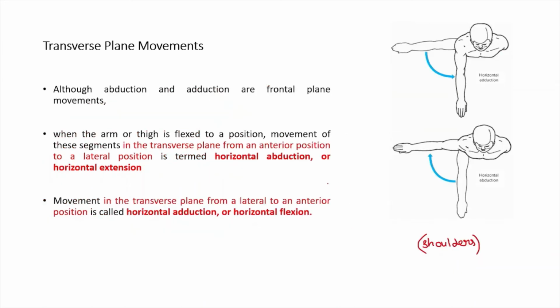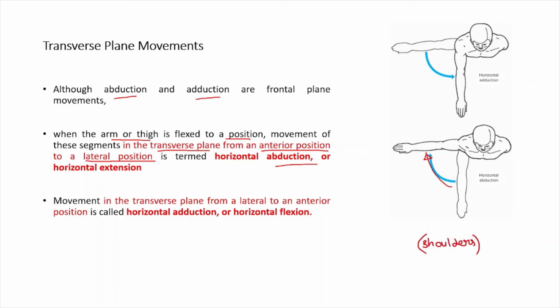We have also another two different types of motions in a transverse plane. I have already discussed abduction and adduction in the frontal plane, right? You can perform a modified form of abduction and adduction in the transverse plane as well, which is when the arm or the thigh is flexed to a position such that movement of the arm and the thigh takes place from an anterior position to a lateral position in the transverse plane. It is called horizontal abduction. This is what we call horizontal abduction.